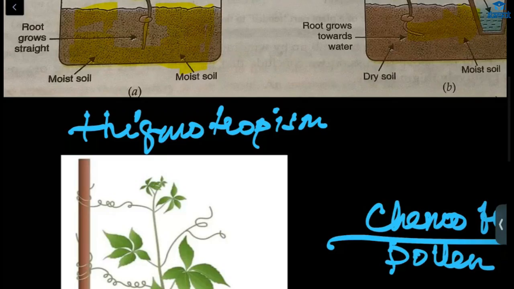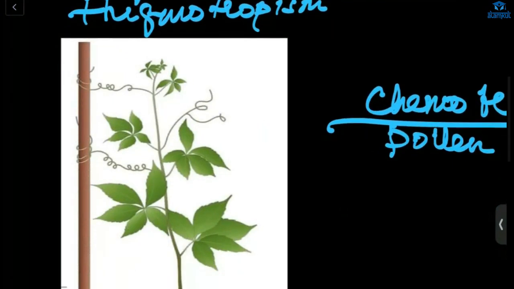Then thigmotropism. It is the directional movement of a plant part in response to the touch of an object. So the climbing part, the tendrils, towards any support which happens to touch it, that is what we call positive thigmotropism. Ma'am, if the stick over there was a little curved, would the plant also curve along with it? No, there will be some bending, but only this part will curve. When it touches this support, it curves. And some plants, the whole climber and creepers, I'm not talking about that.